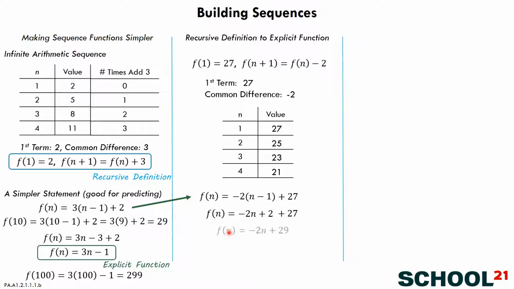Good. And then let's simplify that a little bit further. What should we write? Negative 2n plus 29, right? Because we add the 2 and the 27. Right. And there is our explicit function that we got from this recursive definition.